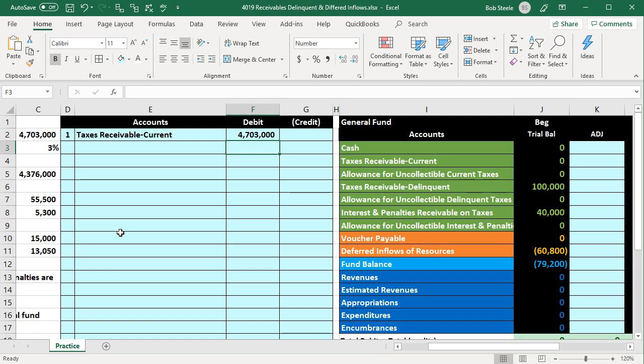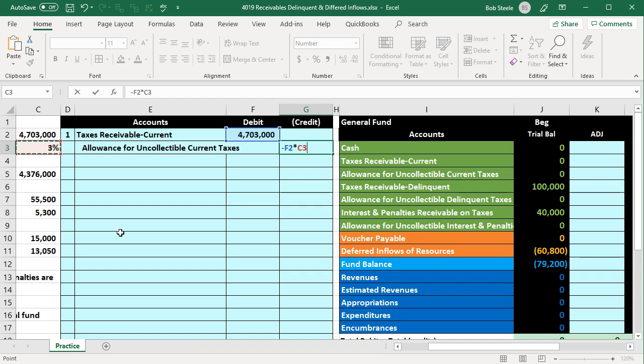Now we expect that some people won't pay because that's just the nature of things. So we're going to say that 3% of those are going to be uncollectible. So we're going to record that into the allowance, in a similar fashion as we would if it was a for-profit type of organization. We're trying to estimate how much of these receivables we have that are going to be uncollectible as we make the assessment here. So we're going to say this is going to be negative of this number times 3%.